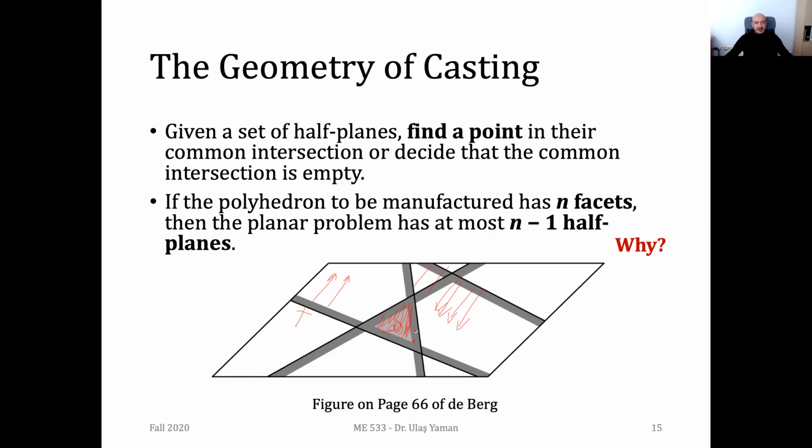So there is another question. If the polyhedron which is to be manufactured has n facets, like this one here, then the planar problem has at most n minus 1 half planes. Why is that? This is not a quiz, by the way, just a question. Why do we have n minus 1 half planes?